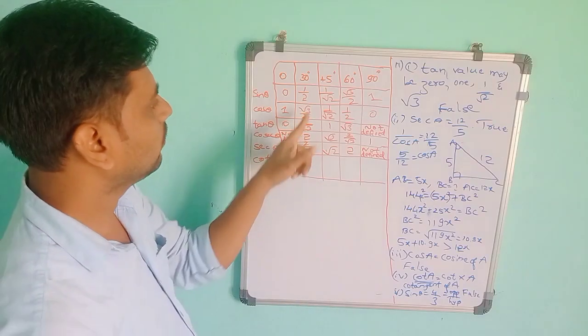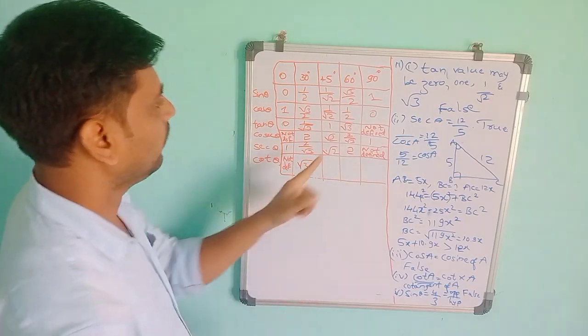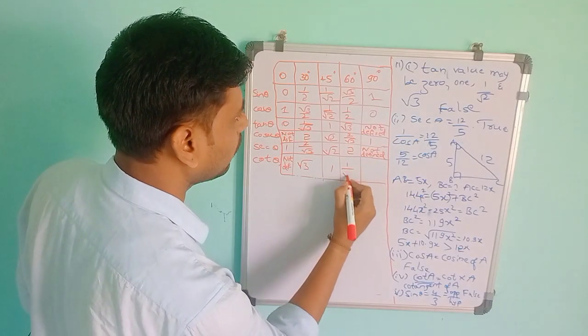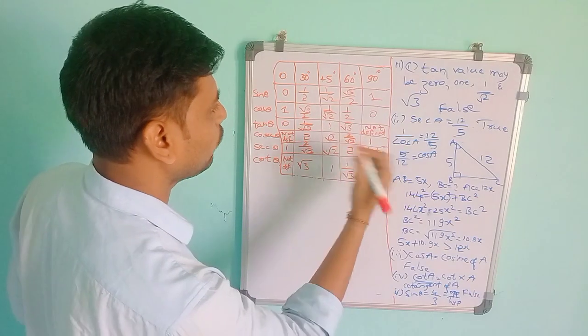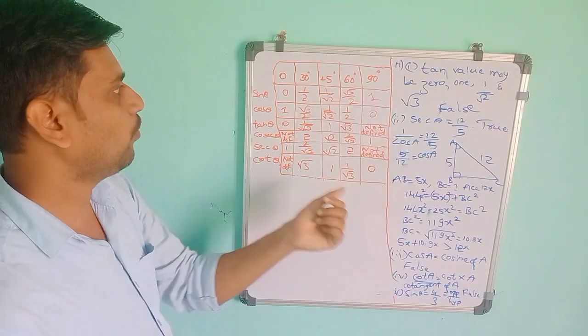Then tan 30 is 1 by root 3. This reverse will be cot theta. So the reverse of tan 1 is 1. The reverse of root 3 is 1 by root 3. And this one, 1 by 0, so 0 by 1, so it will become 0. So 1 by 0 means not defined. 0 by 1 means 0.